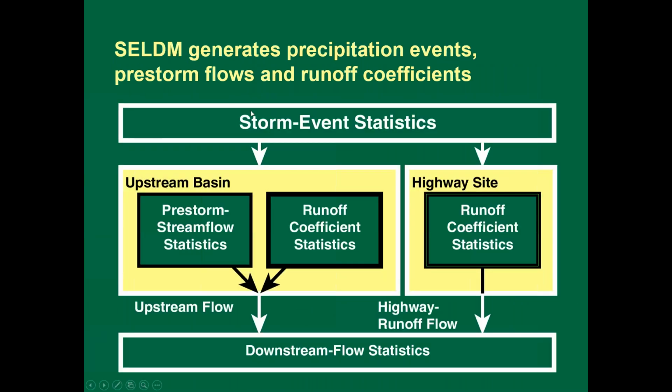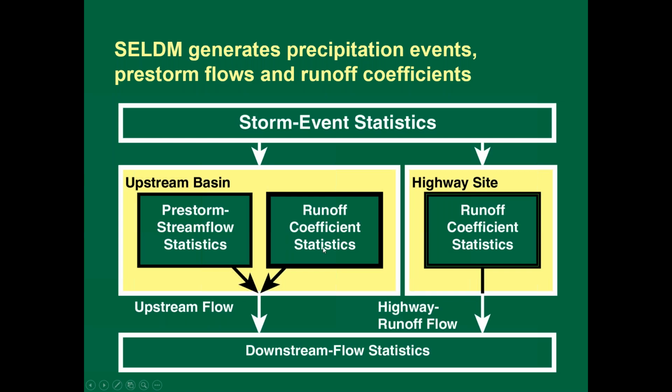So this is our schematic diagram. Again, we have our storm event statistics. The storm gets applied to the upstream basin and the highway site. The upstream basin has some pre-storm stream flows, which can also, if you're at an ephemeral stream, all the pre-storm stream flows can be 0.